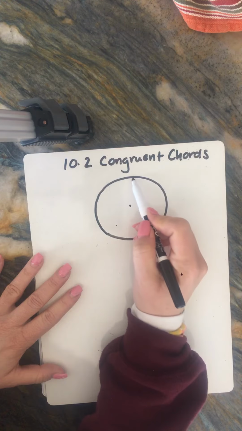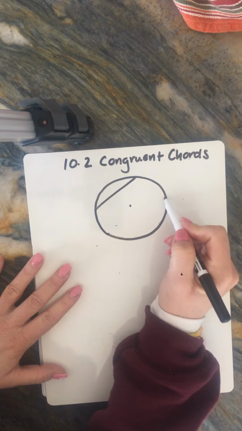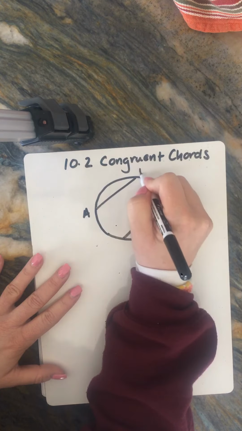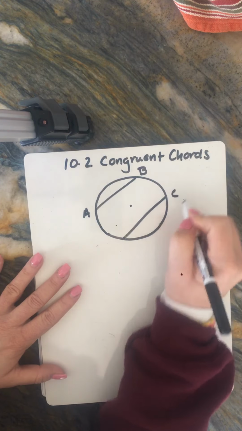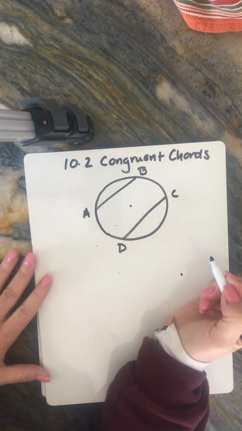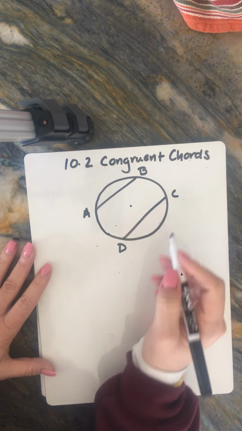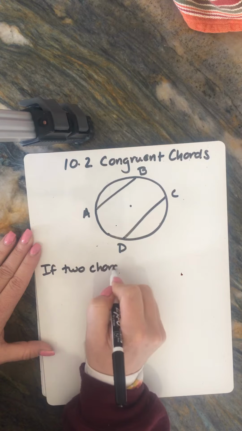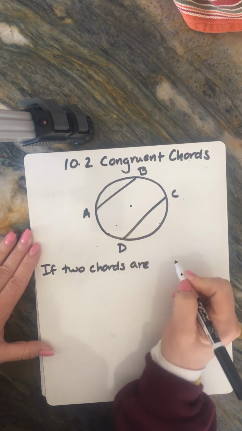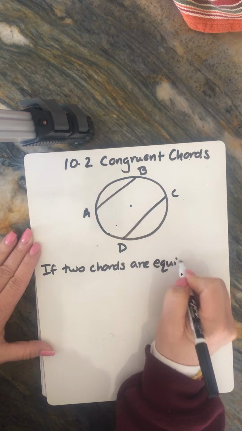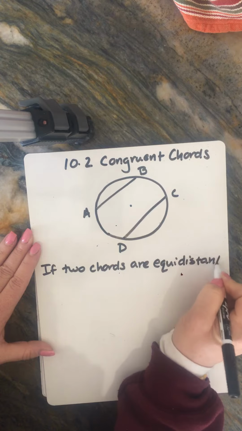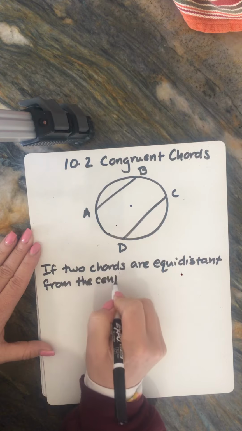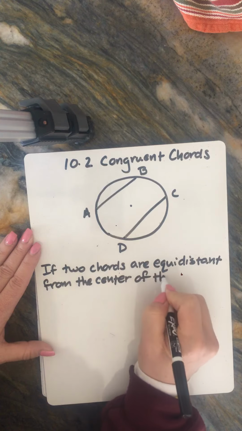a circle, and let's say we have chords here, and we'll call this guy AB, and we'll call this guy CD. All right, so let's say that these two chords are equidistant from the center of the circle.